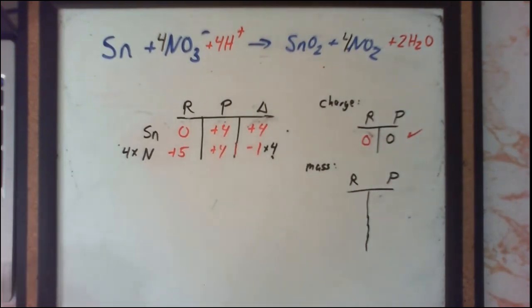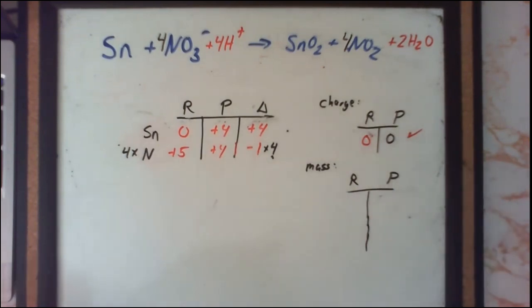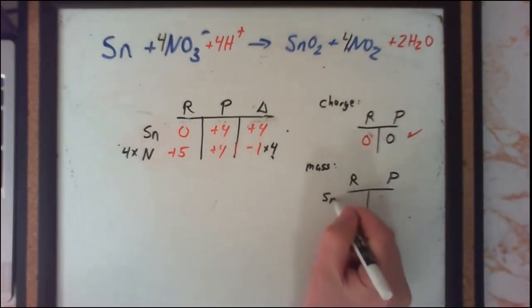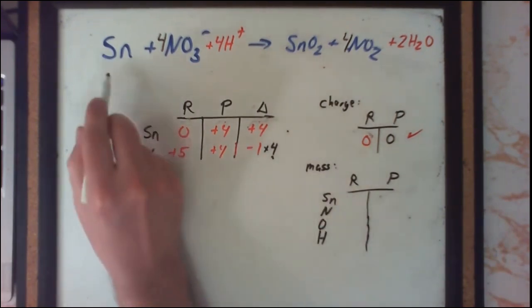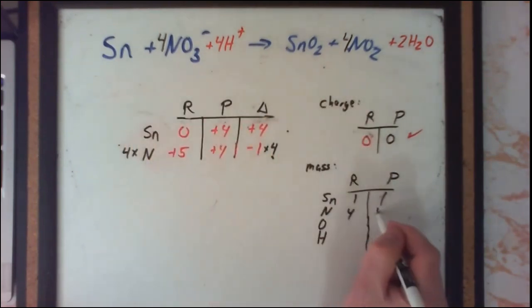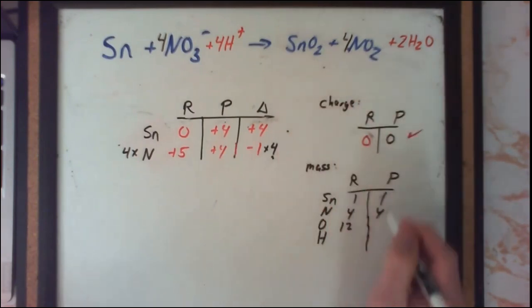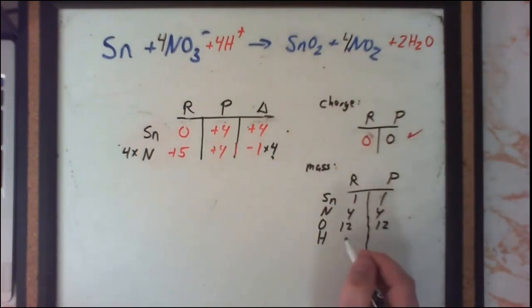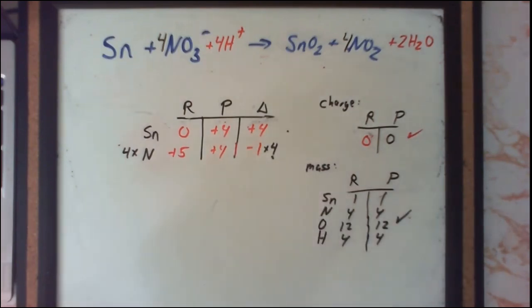And finally, check the mass and charge balance. We've already seen the charge balance. And then double check that it's mass balanced. We have tin, nitrogen, oxygen, hydrogen: 1 tin, 1 tin, 4 nitrogens, 4 nitrogens, 12 oxygens, 2 plus 8 plus 2 is 12 oxygens, and finally 4 hydrogens matches 4 hydrogens. So this reaction is balanced because it's both charge balanced and mass balanced.